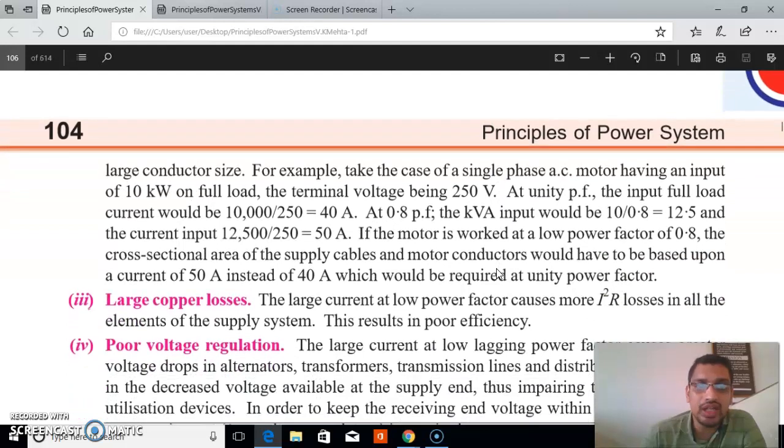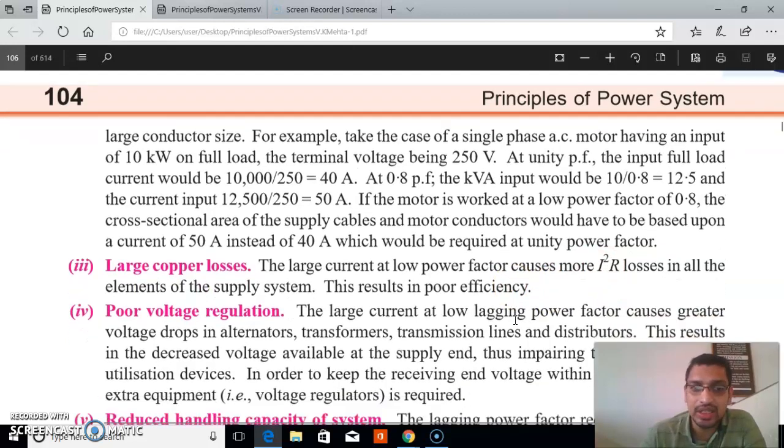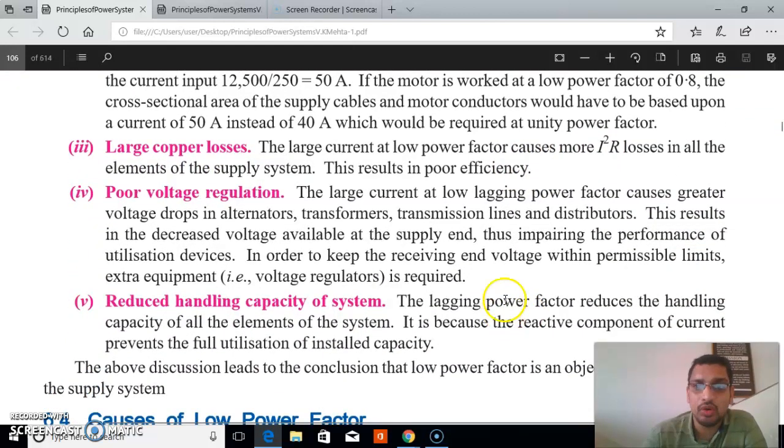Then next one is large copper losses, because if I is higher, the copper loss I square R will increase. Then poor voltage regulation: as the I value increases, the voltage drop along the system increases, so it creates poor voltage regulation. And finally, reduced handling capacity of the system. The low power factor reduces the handling capacity of all elements of the system.